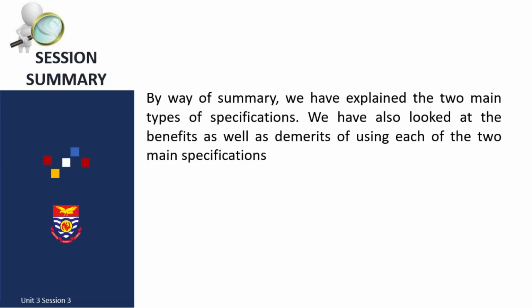By way of summary, we have explained the two main types of specification, the performance specification and the conformance specification. We have also looked at the benefits as well as the merits of using each of the two main specifications.